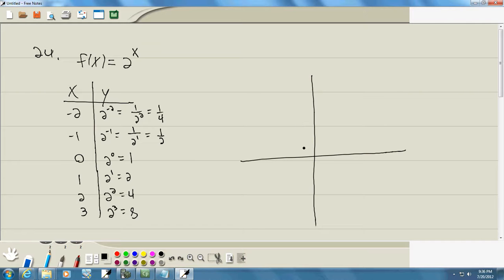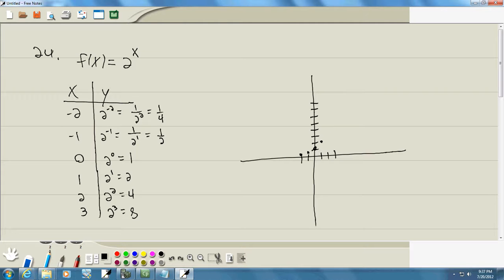Okay, so let's see. 1, 2, 3. 1, 2, 3, 4, 5, 6, 7, 8. And this way, like that. Okay, so negative 2, 1/4. It'd be something like that. Negative 1, 1/2. A little bit higher, about halfway mark. 0, 1. It'd be right there. 1, 2. Right there. 2, 4.